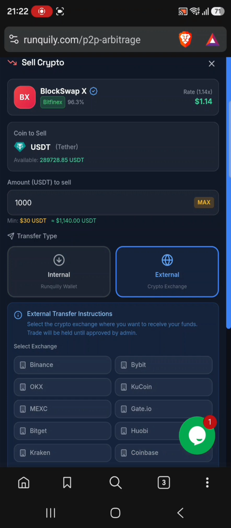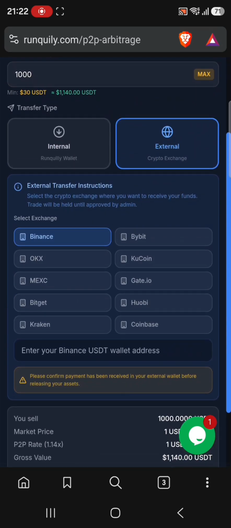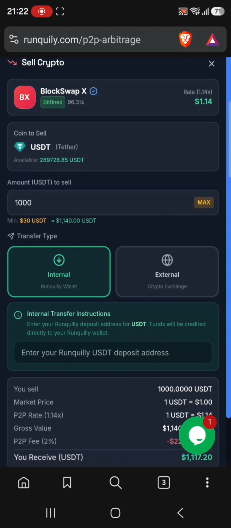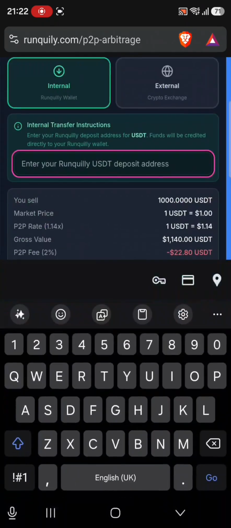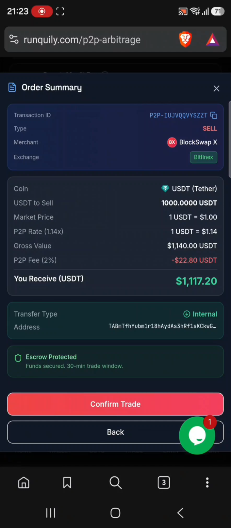Otherwise, we've been receiving in an external wallet, where we've been receiving in Binance. You can go check the previous videos. The merchant sends the money directly to our Binance account. So let me set internal and I have to enter my Ranquilly deposit address. This one, you get it when you are depositing. Let me go and copy it, then I paste, then we see how it will go. So this is my Ranquilly deposit address. I'll just review and I'll show you how you review this.